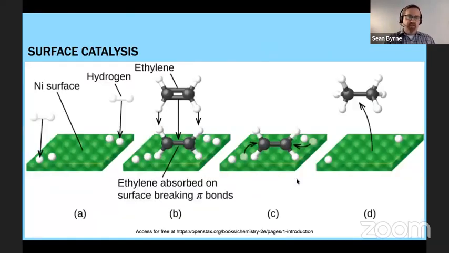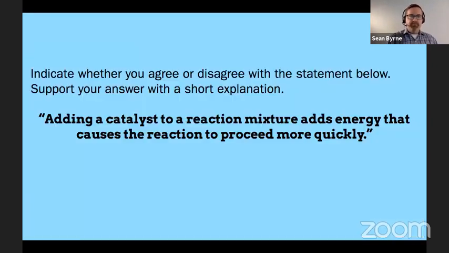Here's another example of using nickel, and this is one where ethylene, which has a double bond, is going to interact. Both hydrogen and ethylene come into nickel. So we would have adsorption, we'd have activation, we'd have a reaction, and then we'd have a release of the particles over here. Okay, so two different examples of surface catalysis there.